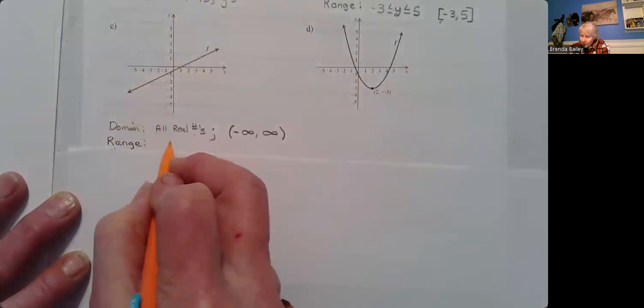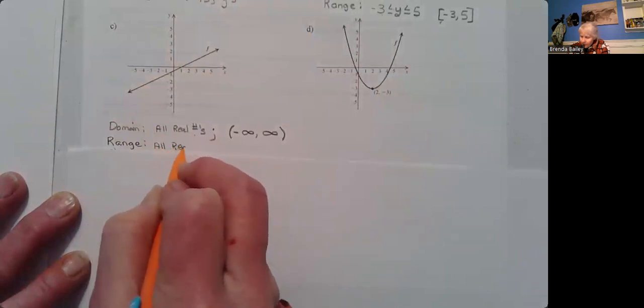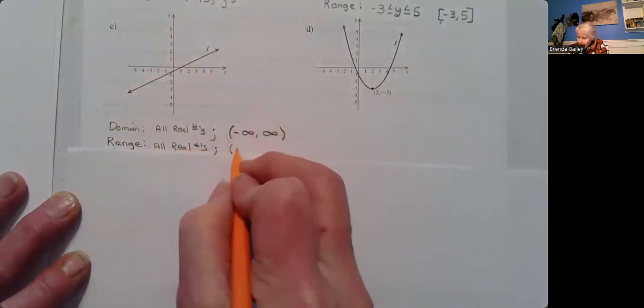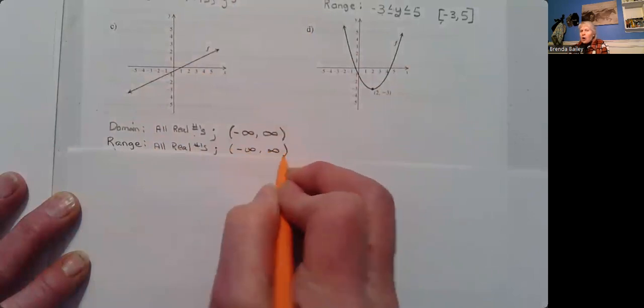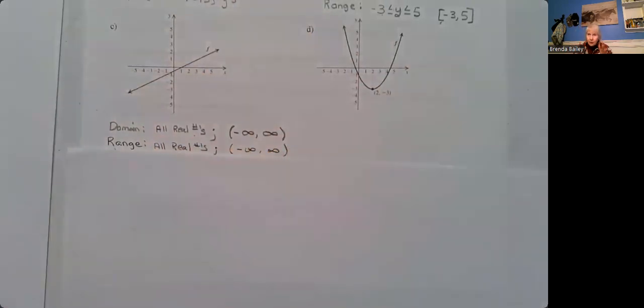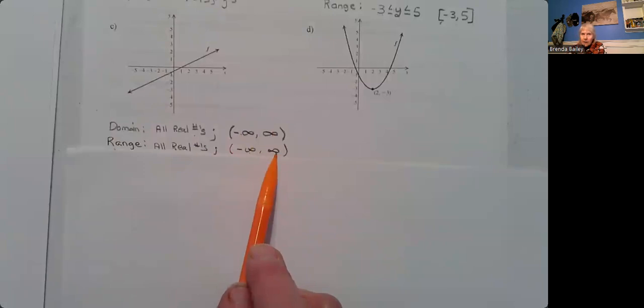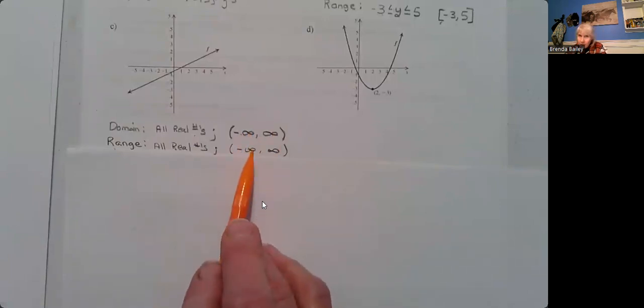So this means all real numbers, or negative infinity to infinity. You guys, you always have to have the negative infinity first in interval notation. This will always be first in interval notation. It does matter. All right, so we either go from the left to the right or the bottom to the top. So it's always going to have the negative infinity first in your interval notation.